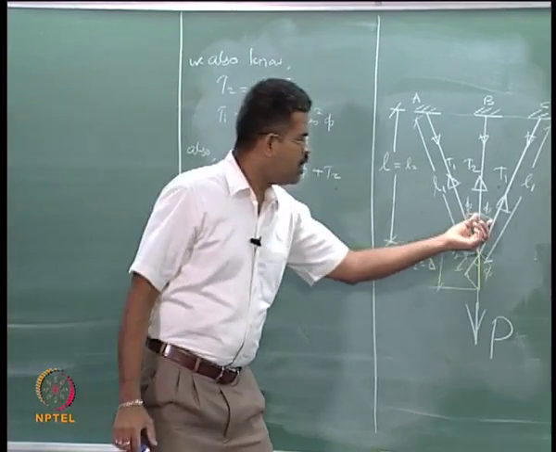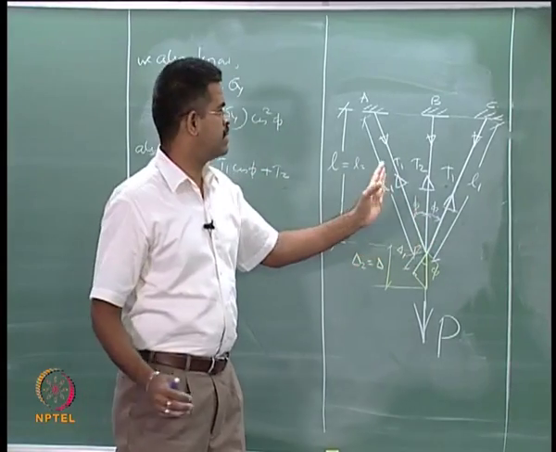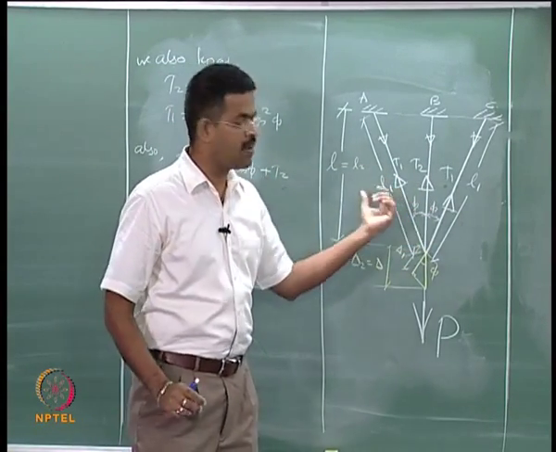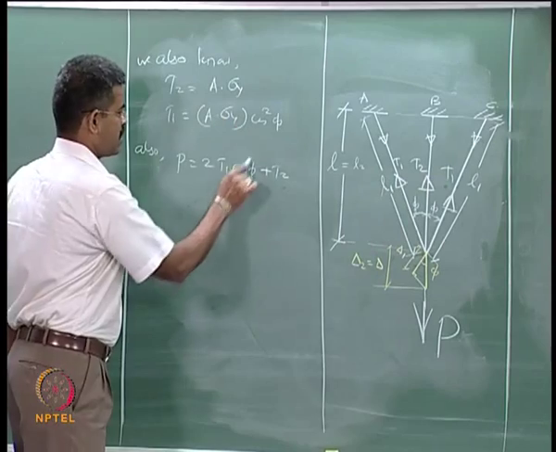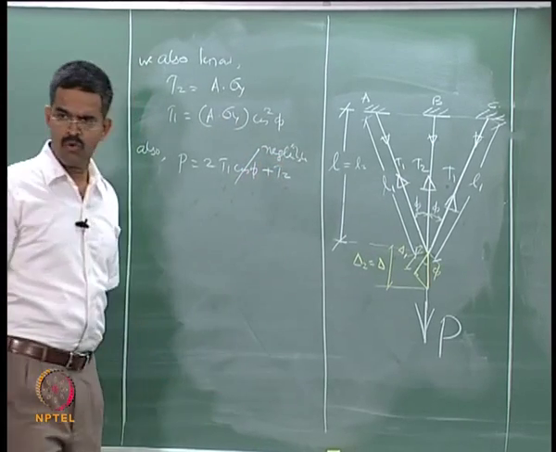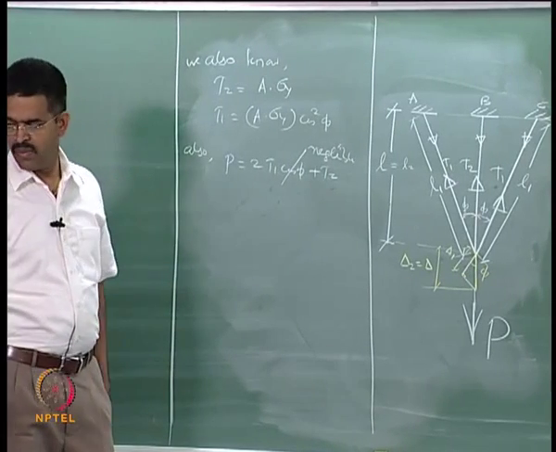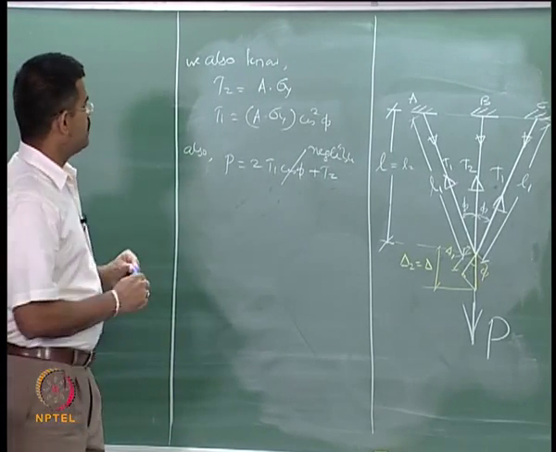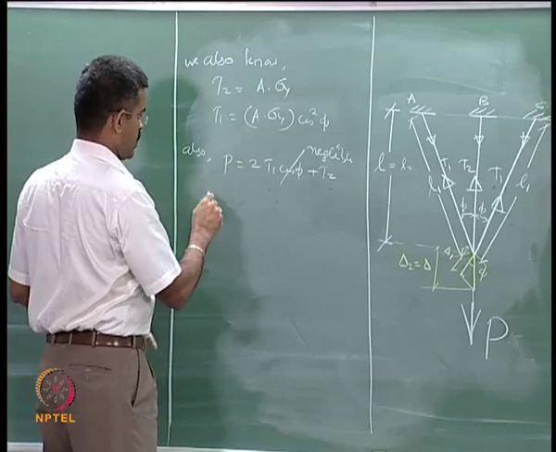For very small values of phi, let us say the 3 bars are practically vertical. For very small values of phi, I think this value can be negligible, because it will be almost unity. So, let me substitute T1 and T2 from here in this equation.